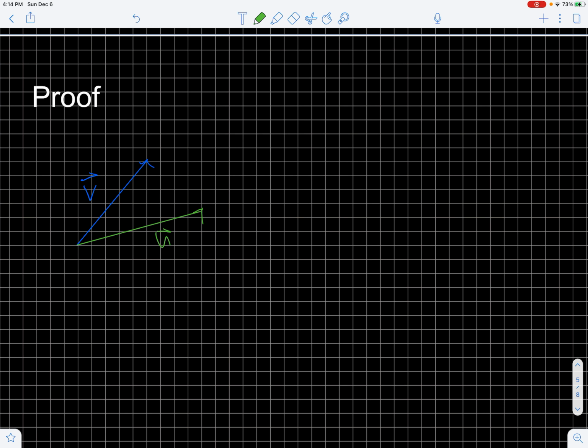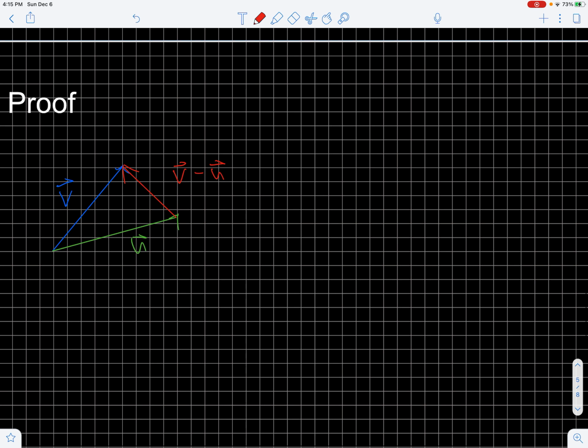All right. So you've got vector v and vector u, and you've got some vector from the head of v to the head of u. Actually, let's go the other way. From the head of the second to the head of the first, that's v minus u. Cool. All right. And we've got this angle between them, theta.